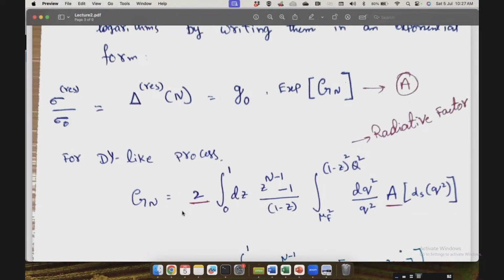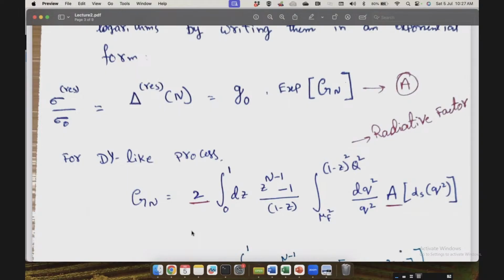Or you can have the DIS type of process, where there is one colored particle in the initial state and one colored particle in the final state. Or you can have e+ e- goes to q q-bar, where both the colored particles are there in the final state. Now in this particular case, for Drell-Yan-like process, you have colored particles coming from the initial state. In the sense you have the quark line and the anti-quark line, so both the lines will contribute to this factor 2.